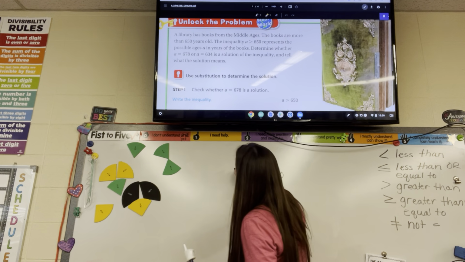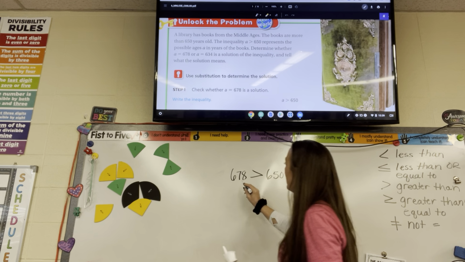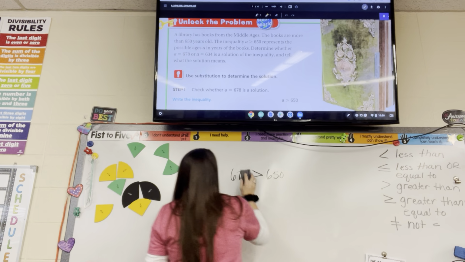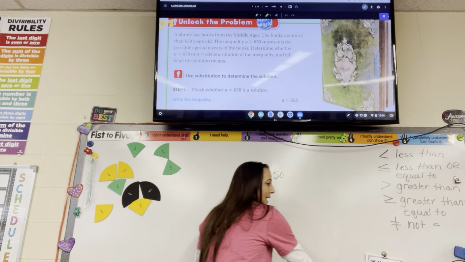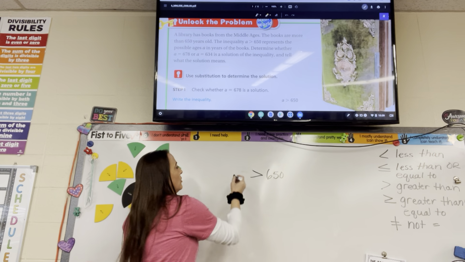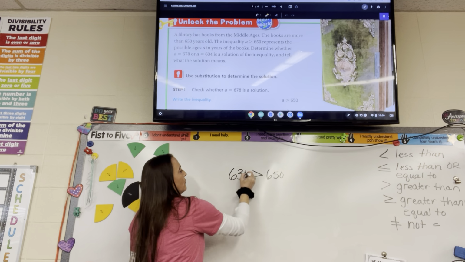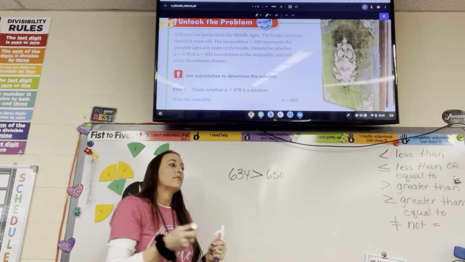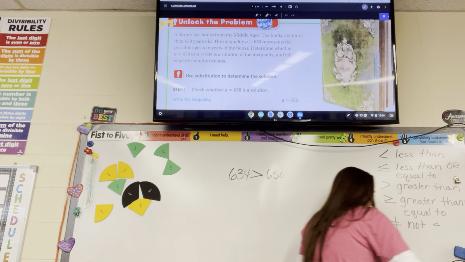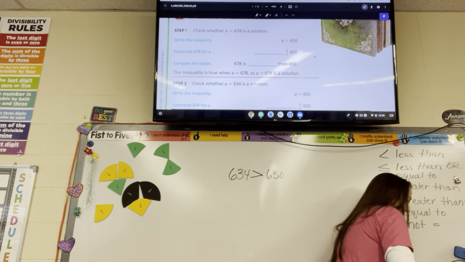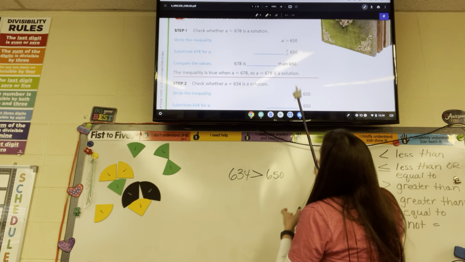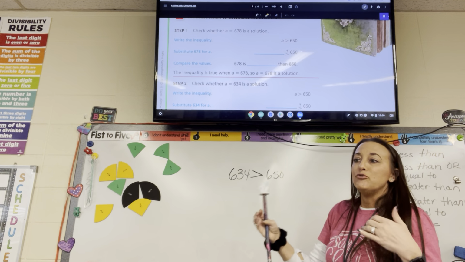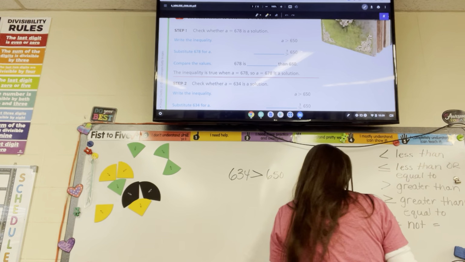678. Is 678 greater than 650? Yes. Okay, so that means 678 is a solution. What about this? 634, is that greater than 650? No, so that means 634 is not a solution. Okay, tough stuff, right? Do you see how they put this little question mark above this? That's the moment that you check and see whether it's true or not.